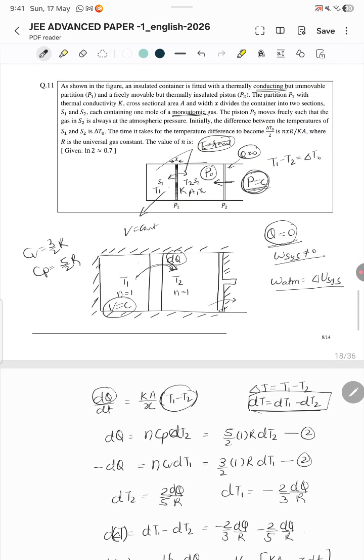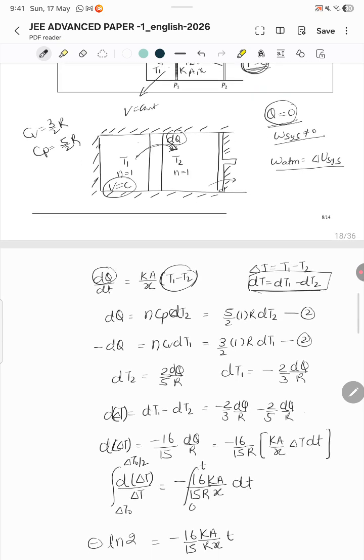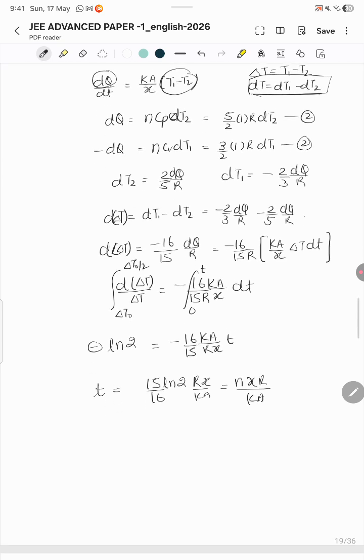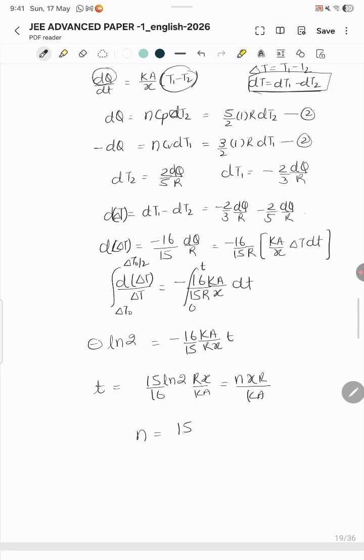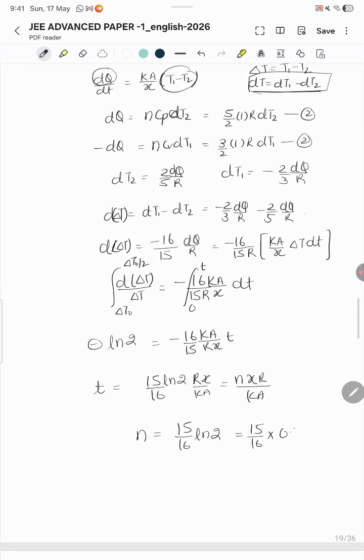So if I compare this, they are saying the time taken for this to become this is n xR/k. So if I compare this n xR/kA, the value I am getting is 15/16 ln2, which I can calculate, right? So 15/16 ln2, where ln2 is actually given in the question as 0.7. So if you round it off, you will get 0.66 nearly, or 0.67 type thing. Okay.